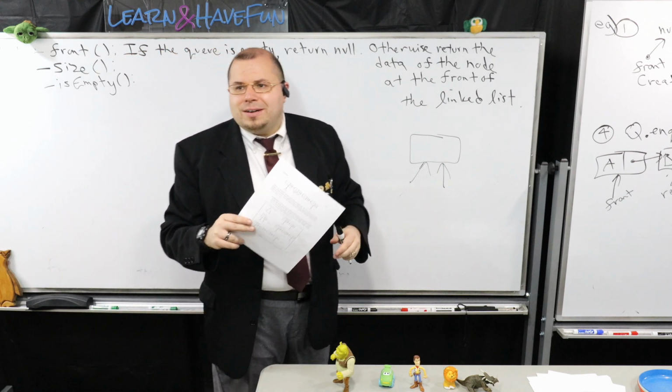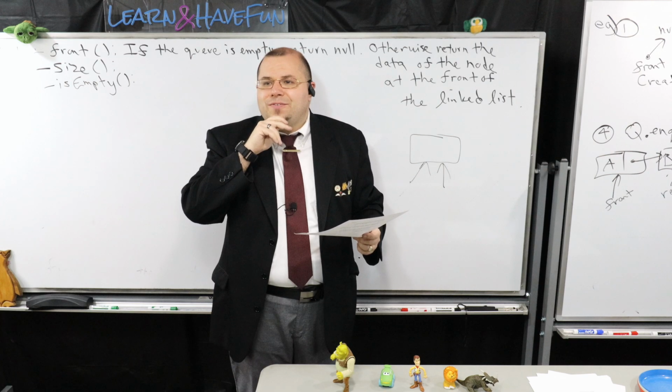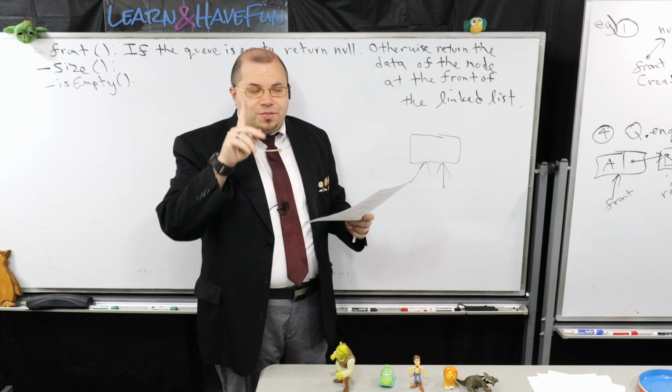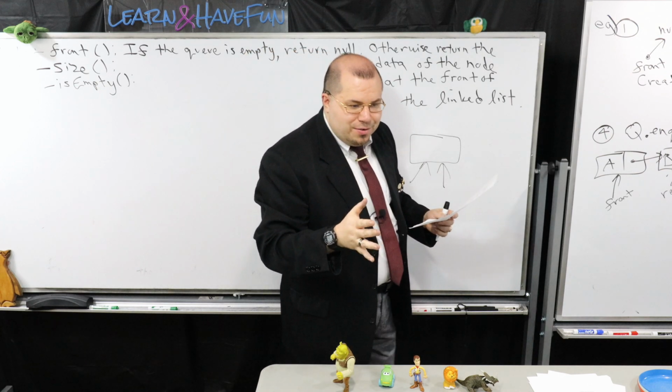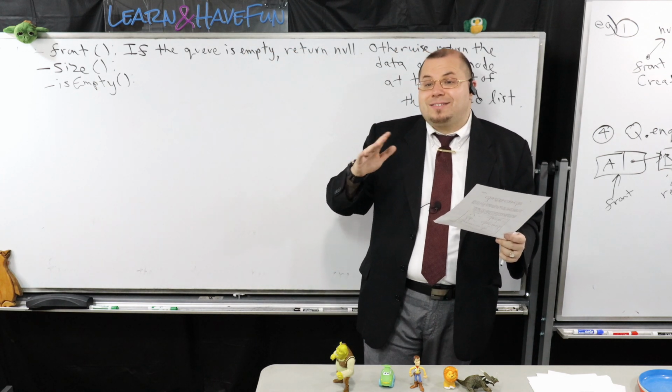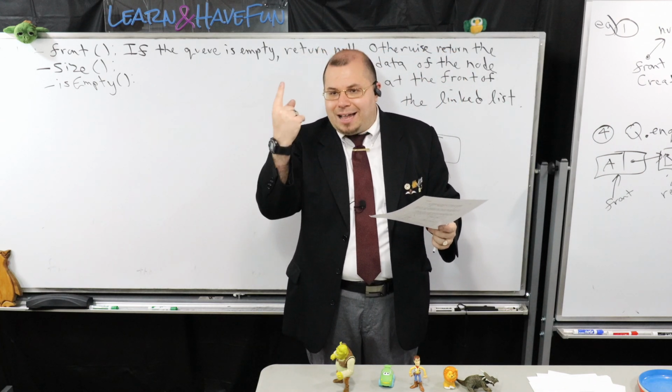Hey, no worries. If the front goes to the final node and the final node points to null, does that mean the front is already pointing to null? So let's think about this. If the rear of the queue is in fact null, that means there aren't any nodes in the queue, right? Because otherwise you'd be pointing at something.